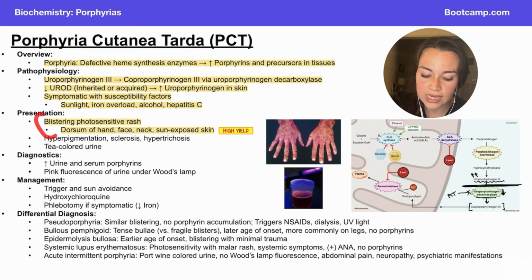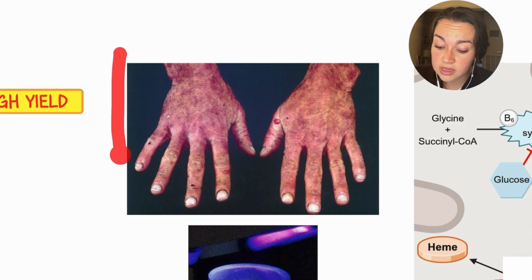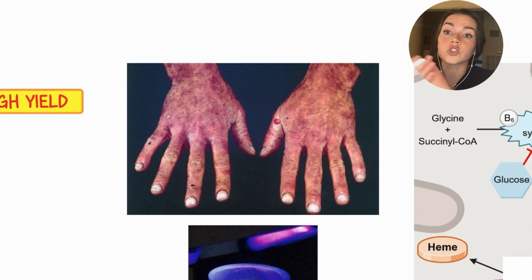This is the thing to really hammer home. So these are the hands of a patient with PCT, and the dorsum of the hands is very commonly a sun-exposed area. Same thing with, for example, the face. And you can see this really painful blistering rash. Like we said, this can happen in any area, especially the heavily sun-exposed areas like the face, but really the dorsum of the hand should be the buzzwords, the red flags going off in your head for PCT.